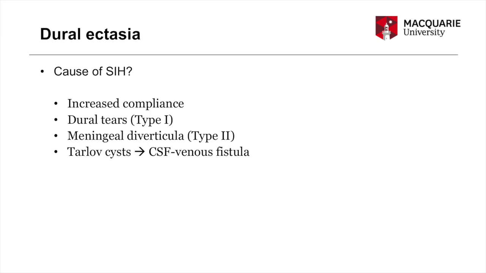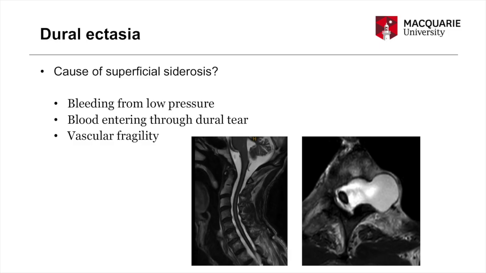They're more prone to developing meningeal diverticula from the Novarich cyst, so it could be type 2. Or it could be that there is a Tarlov cyst, as I showed, connecting to a CSF to venous fistula. But sometimes it's not clear. And sometimes these patients present with, as in this case, superficial siderosis. So this is one of my patients with NF1, with no evidence of CSF leak, no symptoms of intracranial hypotension, no orthostatic headache, but presents with the features of superficial siderosis with deafness and ataxia.